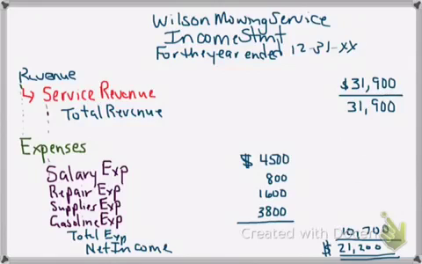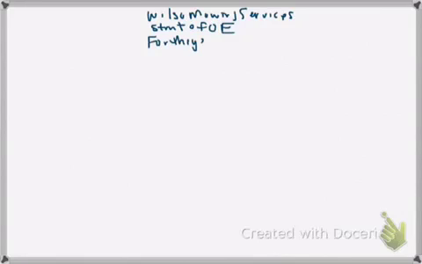When I finish the statement, I then move forward, and I would go through and I would look at the statement of owner's equity. So I'm going to go over here and look at the statement of owner's equity. So again, we have the header, and so I have Wilson Mowing Services. I then am going to have the title of this statement, which is Statement of Owner's Equity. And this is also for the year ended December 31st, because we are looking at a full year.